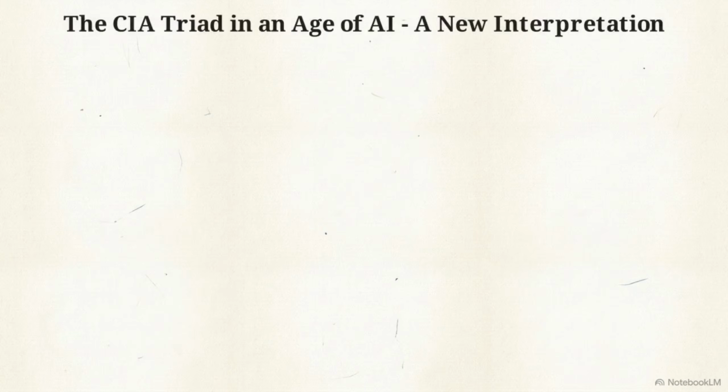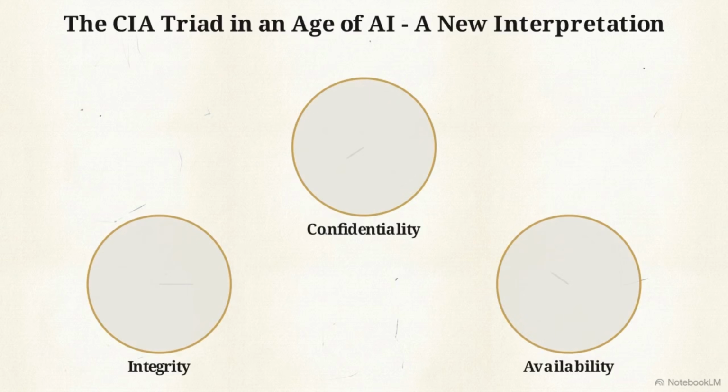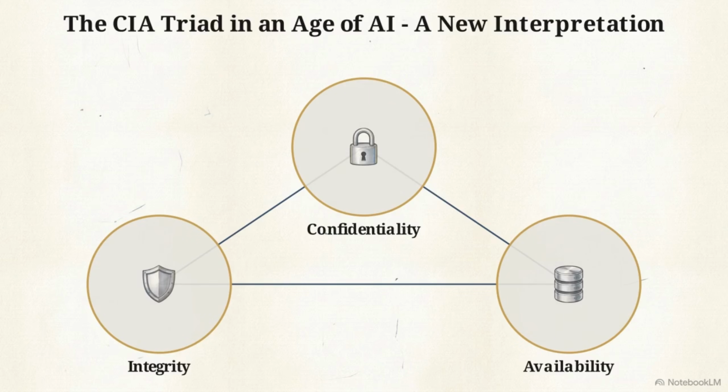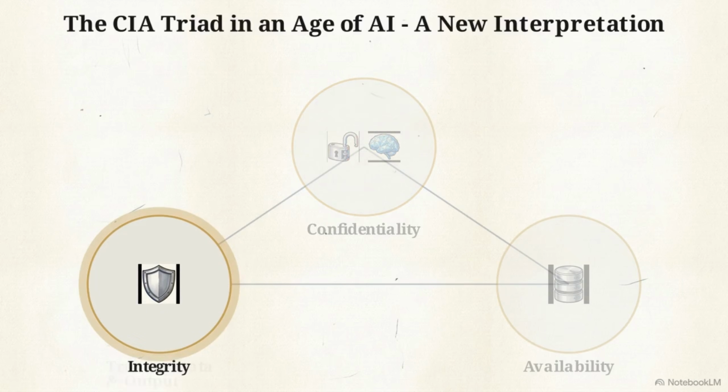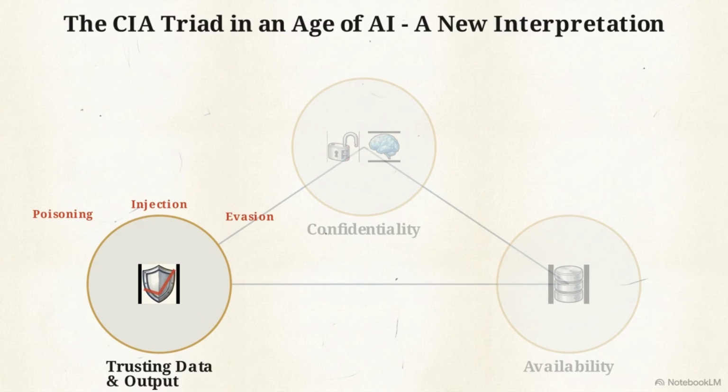These threats require us to reevaluate the classic CIA triad. For computer science students, these three principles are the foundation of security, but the age of AI requires a more modern interpretation of each. Confidentiality now includes stopping a model from accidentally leaking sensitive data it memorized during training. Integrity is no longer just about preventing unauthorized file changes. It's about whether you can trust the system's education and its final behavior after an attack.